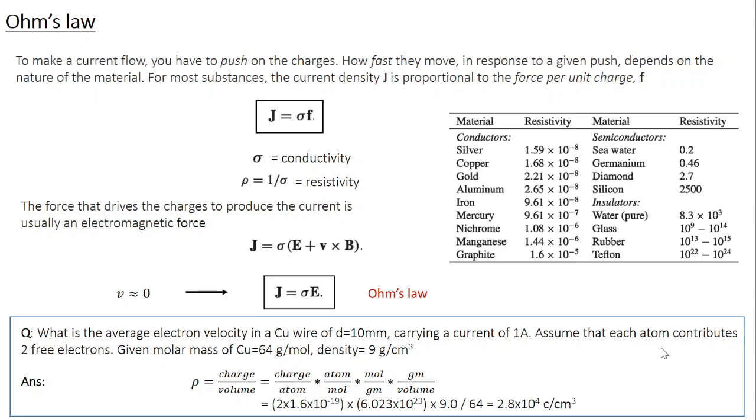Charge per atom: I said each atom contributes 2 free electrons. So 2 multiplied by the charge of 1 electron, 1.6 into 10 to the power minus 19 coulomb. Now 1 mole contains Avogadro number of atoms. So atom per mole is 6.023 into 10 to the power 23. Now mole per gram. We know it is 64 gram per mole, so mole per gram is 1 by 64, multiplied by gram per volume. This is density, which is 9. So this gives you 2.8 into 10 to the power 4 coulomb per centimeter cube.